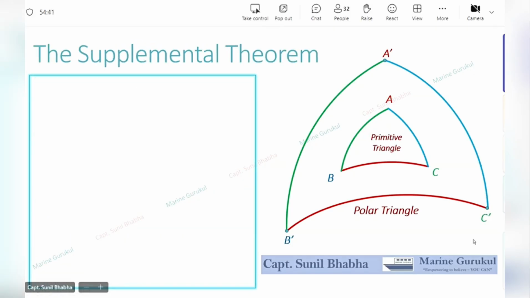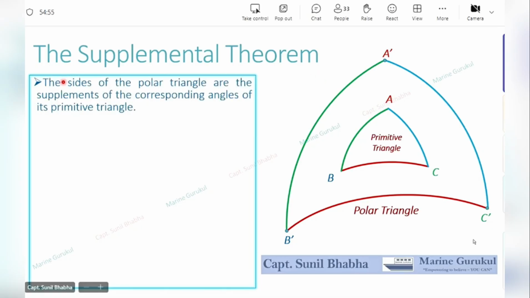Now, a very important property of the polar triangle is known as the supplemental theorem. Let's try to understand what this supplemental theorem is. This theorem says that the sides of the polar triangle are the supplements of the corresponding angles of its primitive triangle. Two values are known to be supplements of each other if they add up and total to 180.